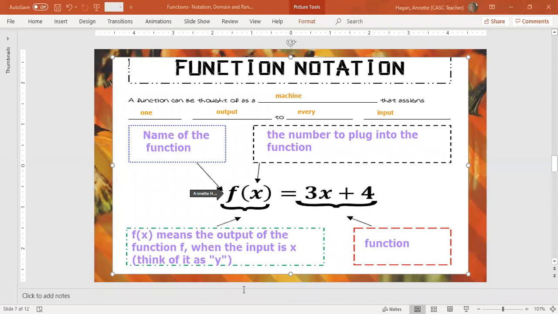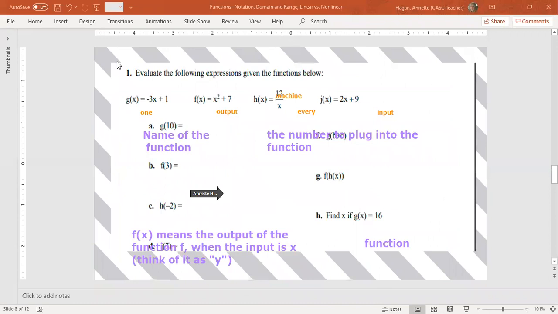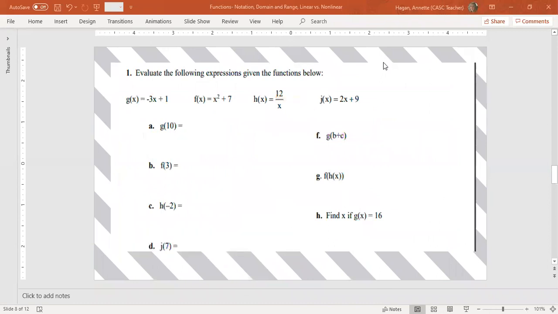So this is function notation. This is what our little function machine means. So we're going to look at a couple examples together and make sure that these make sense, okay? If you need to write this down, you can pause the video. Our examples start here. We're not going to do all of these, but we have four different functions: g of x, f of x, h of x, and j of x, okay?